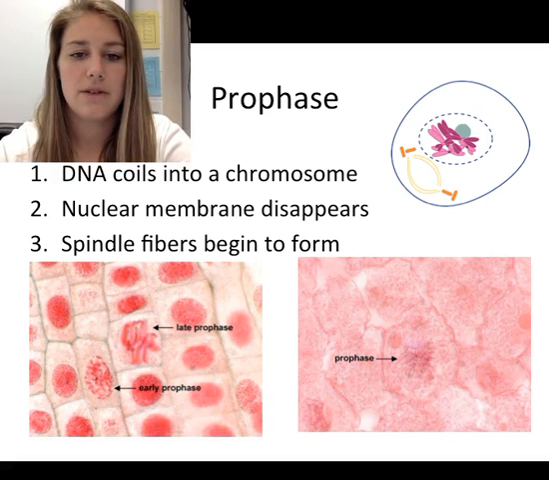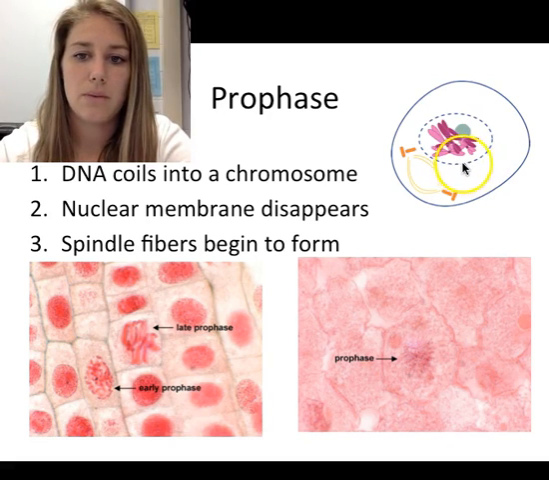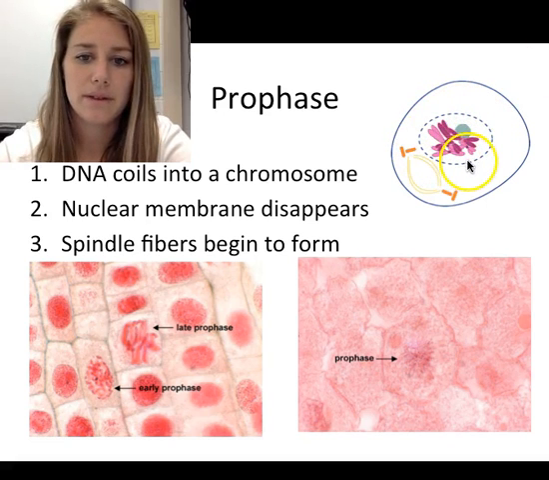The first stage of mitosis we're going to talk about is prophase, and this is where the DNA coils into chromosomes. So you can see here in this image, there look like little X's. Those are chromosomes. The nuclear membrane starts to disappear. The nuclear membrane is just like the cell membrane, but instead of being the outside of the cell, it's the outside of the nucleus, and it's starting to disappear.